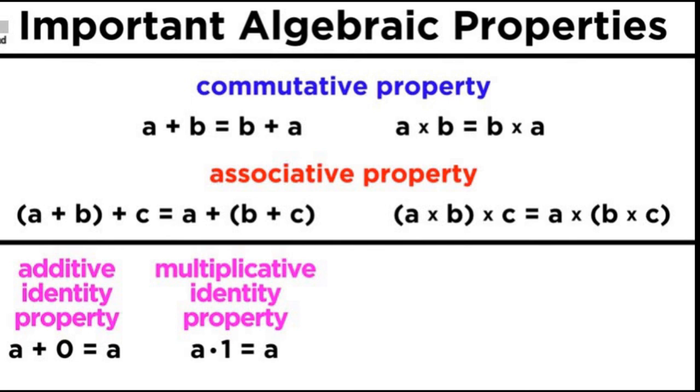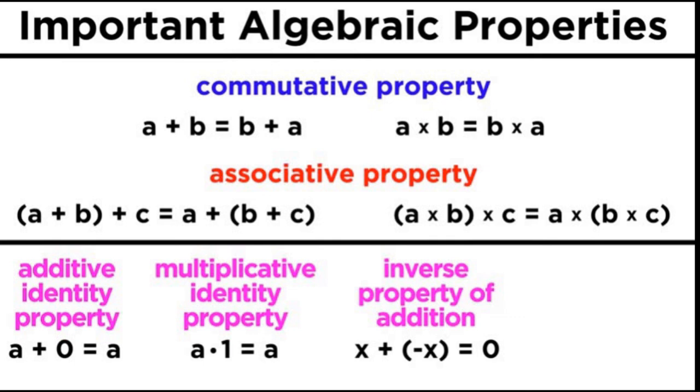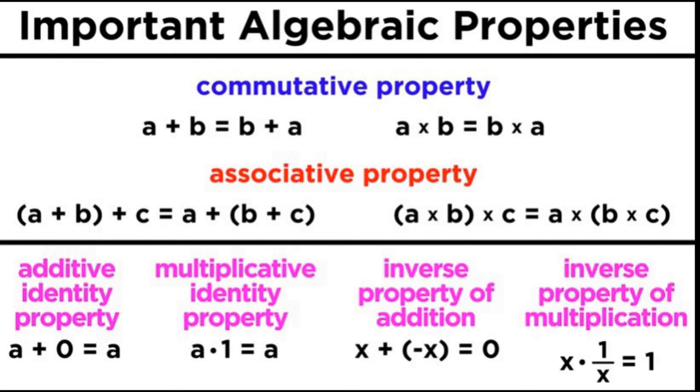The multiplicative identity property works the same way, except with the number 1 instead of 0. Any number or algebraic term times 1 will give you the same term again. For example, 4x times 1 is 4x. And lastly, the inverse property of addition says that anything plus its additive inverse equals 0, so x plus negative x equals 0. And the inverse property of multiplication says that any number times its multiplicative inverse equals 1. So x times 1 over x equals 1.